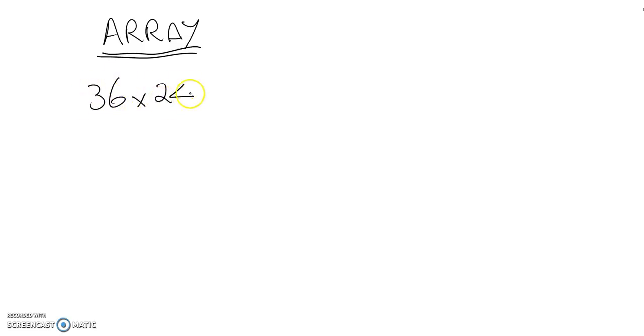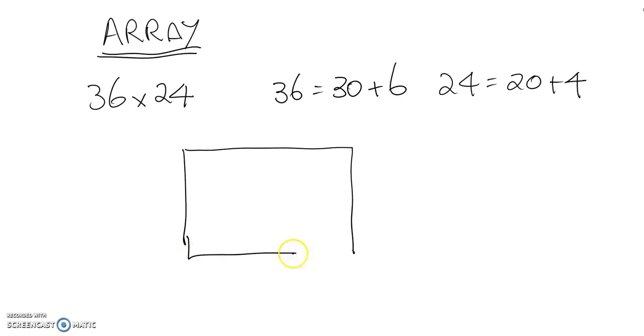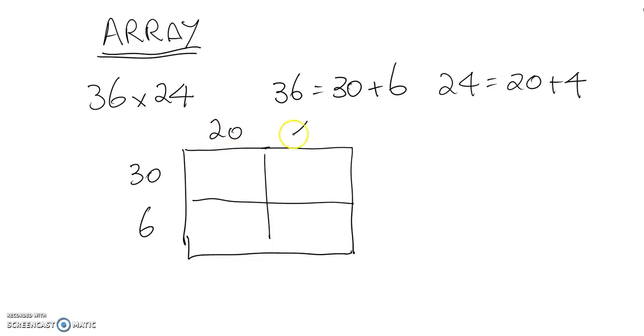36 times 24. Now the number 36 we know is 30 plus 6, and the number 24 we know is 20 plus 4. So let's draw ourselves a rectangle, like I said before, and then we break it into smaller rectangles. Now we've done it like this because I'm going to put 36 down this side and 24 across this side. So 36 was 30 and 6. 24 was 20 and 4.